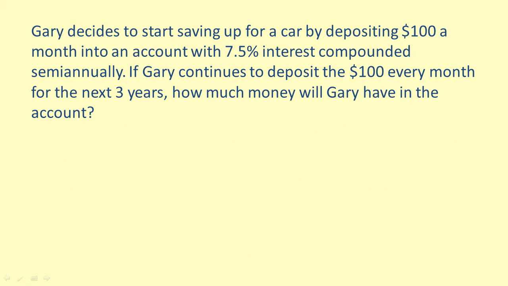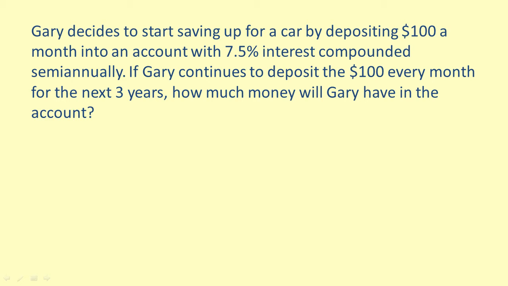Assume that Gary wants to save money to buy a car, so he deposits $100 a month into an account that has 7.5% interest, which is compounded semi-annually. We want to find out how much Gary will have in the account after 3 years. Let's find all of the necessary values needed to find the annuity.